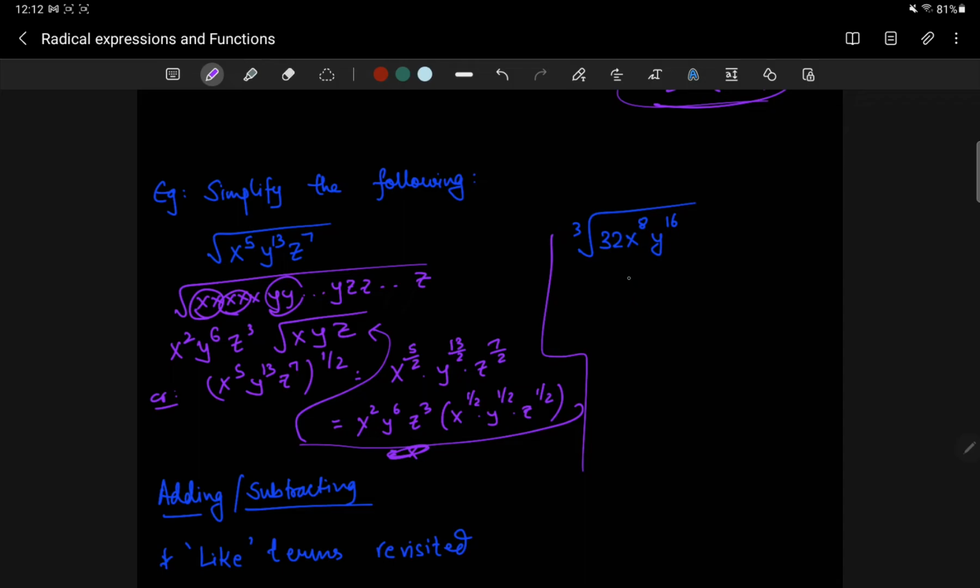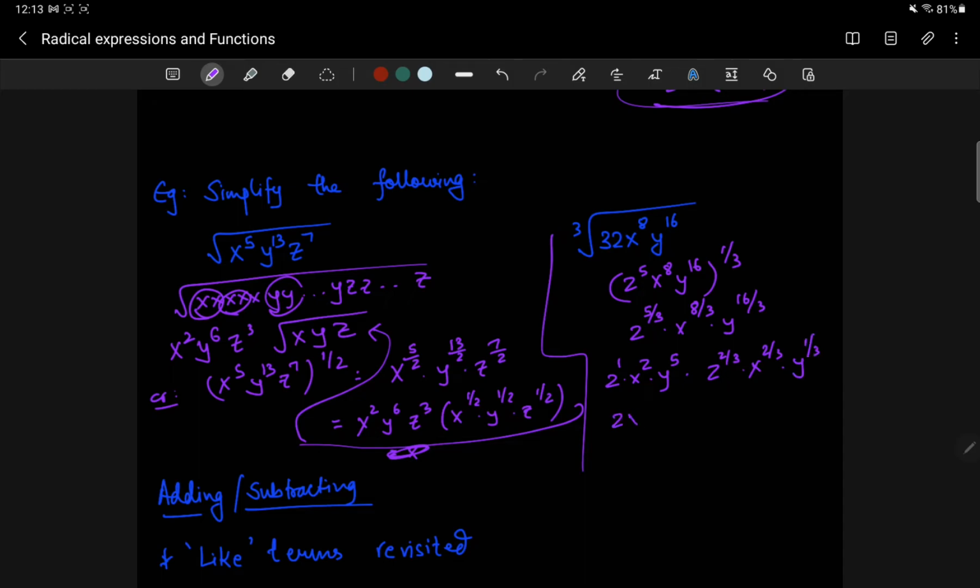Okay, so same here, this is going to be 2 to the 5, x to the 8, y to the 16, to the 1/3. So 2 to the 5/3, x to the 8/3, y to the 16/3. Now what are the quotients? 5 over 3, the quotient is 1. 8 over 3, the quotient is 2. 16 over 3, the quotient is 5. What about the remainders? 5 over 3, the remainder is 2. Remainder here is 2, and the remainder here is 1.